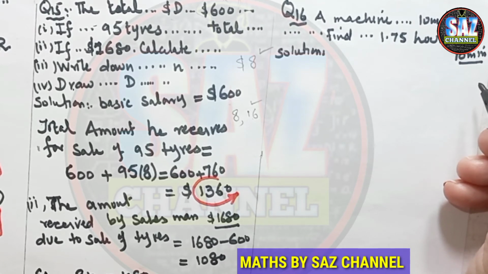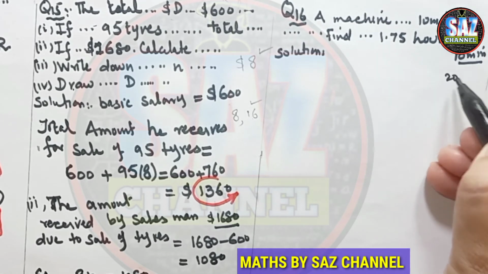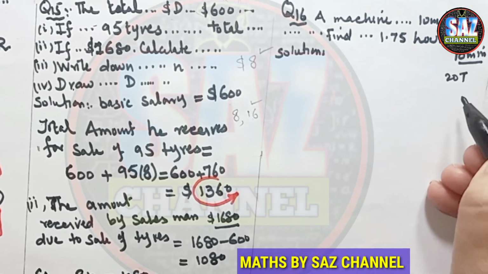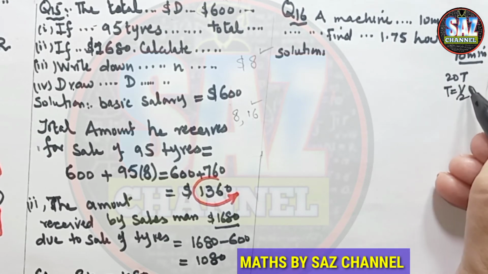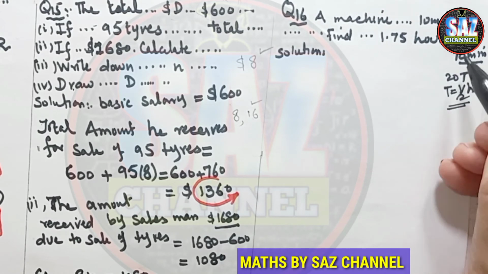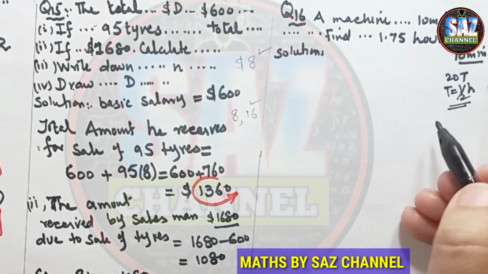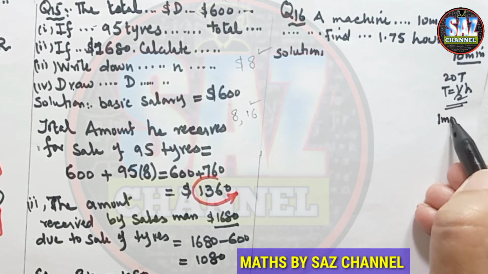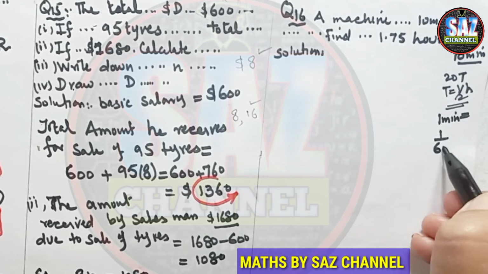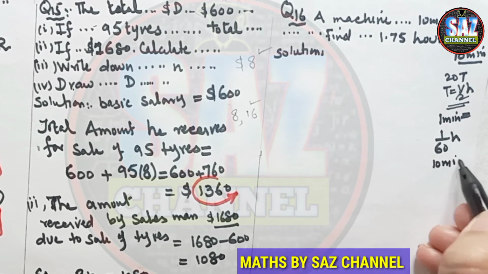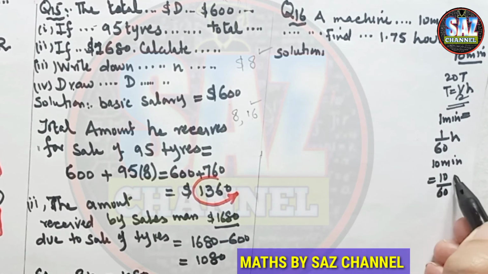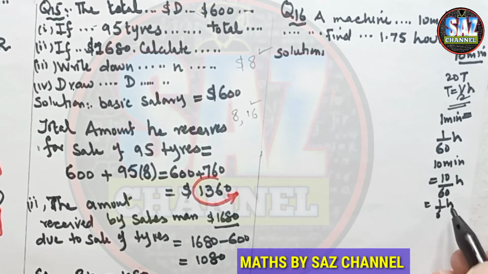Second is that the mass of the ice produced is directly proportional to the number of hours, and 20 tons of ice is produced when the machine is run for half an hour. Time is half an hour. This information is in hours and this information is in minutes. So we know that 1 minute equals 1 over 60 hours. So 10 minutes will be equal to 10 by 60 hours, or 1 by 6 hours.